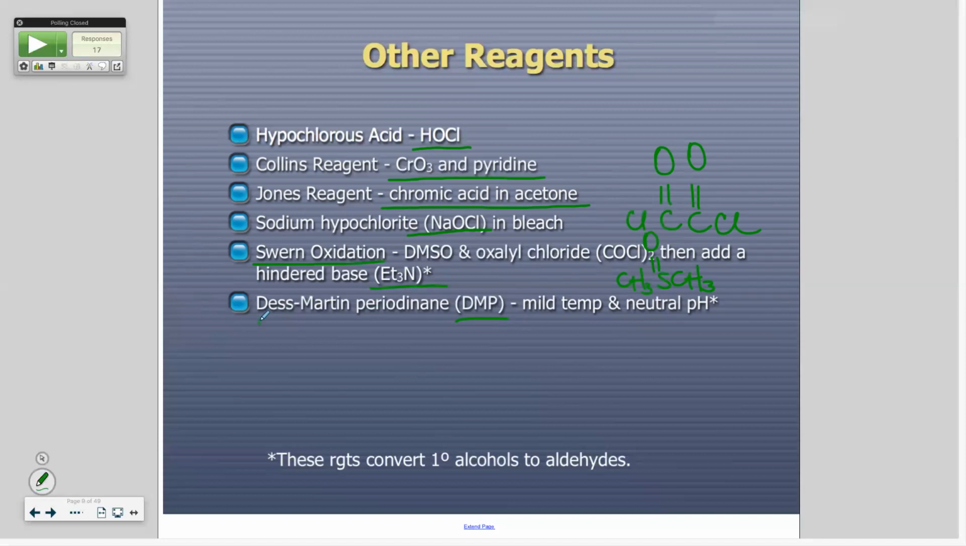Okay, these reagents convert primary alcohols to aldehydes. Okay, what do they convert secondary alcohols to? Ketones. That's all you can get every time. Okay. The big confusing one is primary alcohols. Am I going to get an aldehyde or am I going to get the carboxylic acid? Okay. So any of these will do the aldehyde.